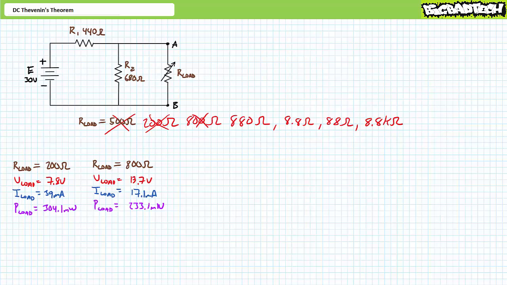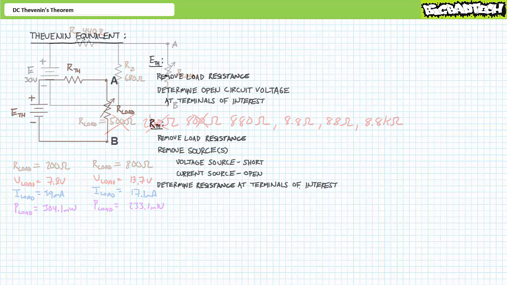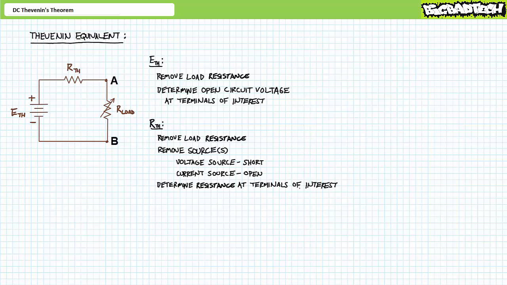I'll wait for you. A long, long time. Do you see the point I'm driving at? Every time R load changes, you change the whole circuit, and it necessitates another complete series parallel circuit analysis. This is a serious drag, and there has got to be a better way. The better way is with Thevenin's theorem.